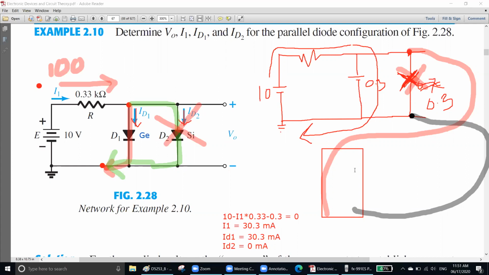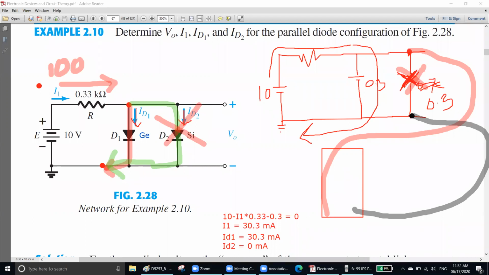Remember, here is one important shortcut method. If germanium and silicon are in parallel, germanium will be activated and silicon will be deactivated. And what voltage will you have? 0.3, not 0.7, because the silicon is not activated. Germanium will give 0.3, silicon will not give any voltage, so the voltage will be 0.3 in parallel. Do you understand?